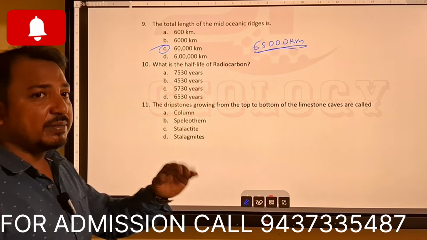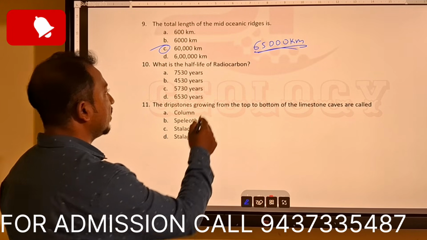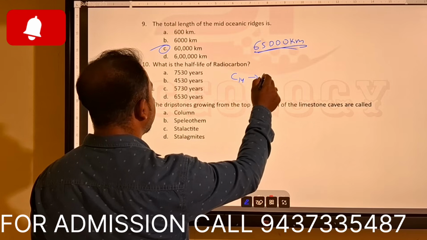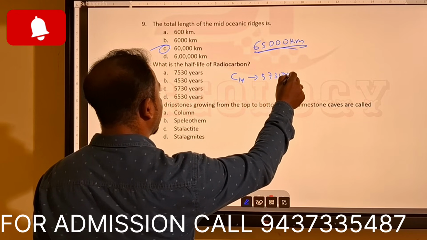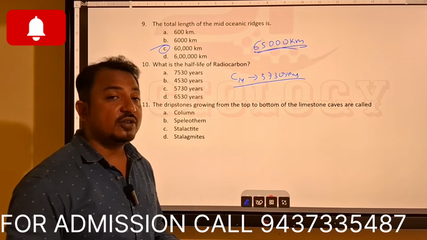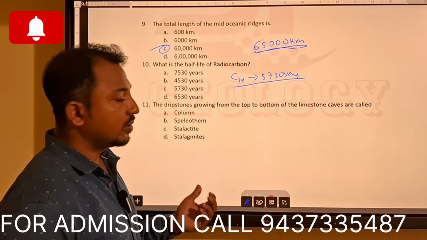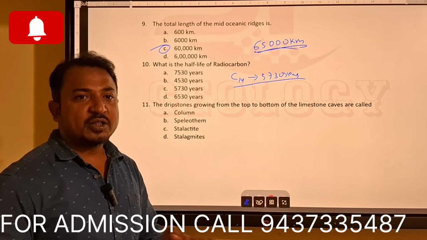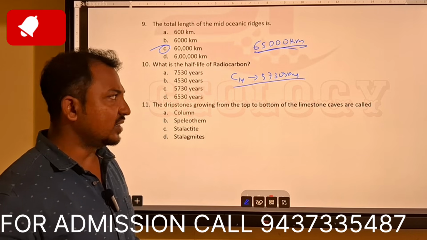Then, what is the half-life of radiocarbon? You know radiocarbon is carbon 14, which has a half-life of 5730 years. So the half-life of carbon 14 is 5730 years. That's why it is basically used to determine the age of recent or younger samples.